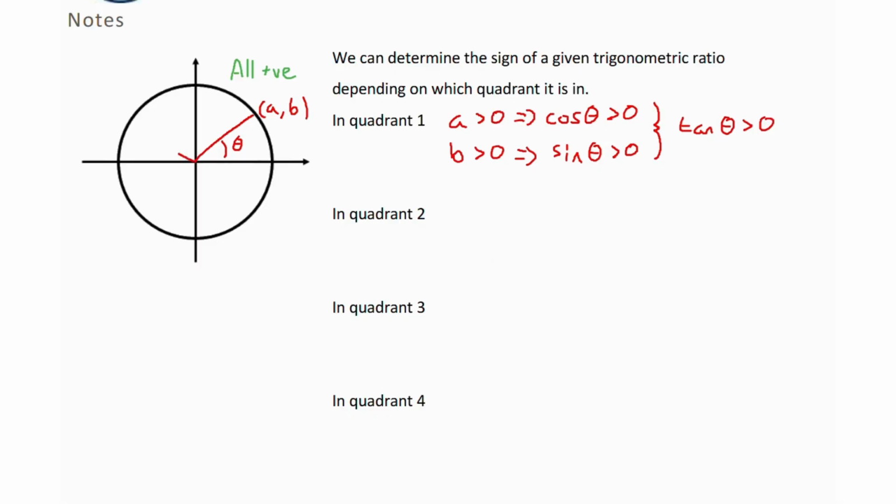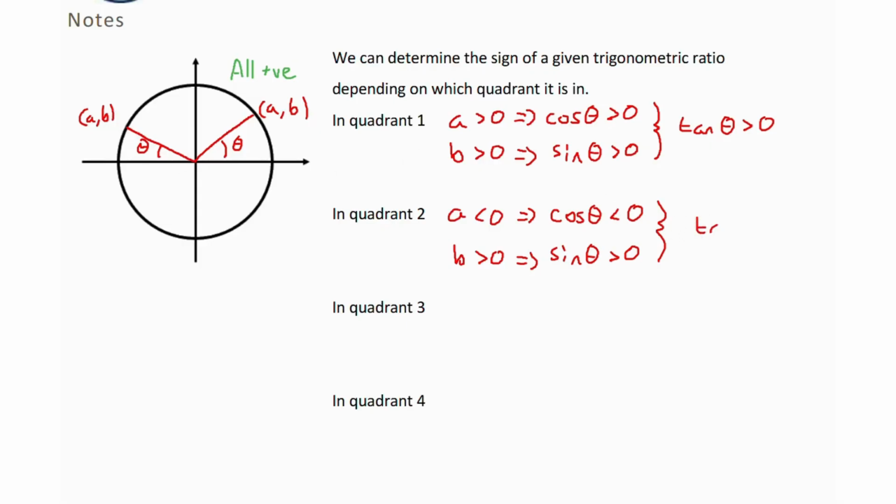Now, when we move into quadrant 2, we have a point here and we call it A, B, and this angle is theta here. In quadrant 2, A is now negative because the x coordinate is negative. So that means that cos theta is going to be negative. B is still positive because it's above the x-axis, so sine theta is still going to be positive. And putting these together, the gradient is negative. So tan theta is going to be negative because the gradient is negative.